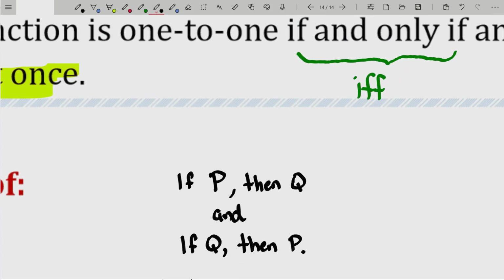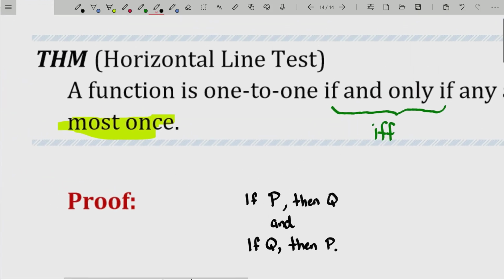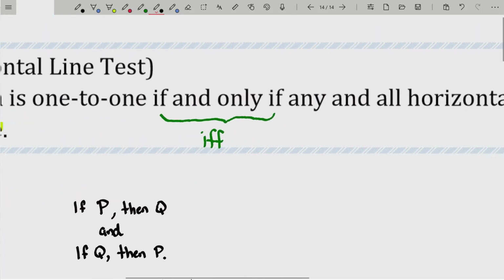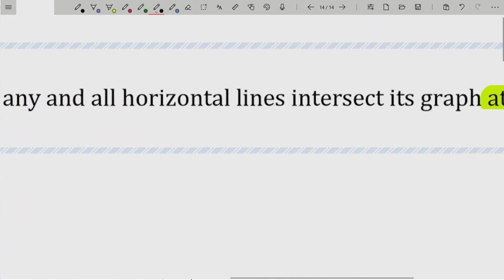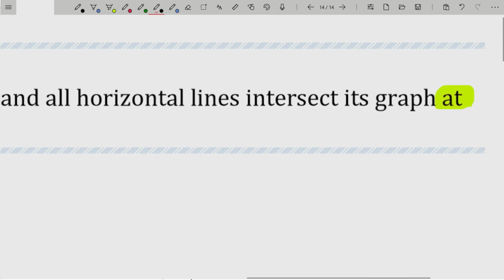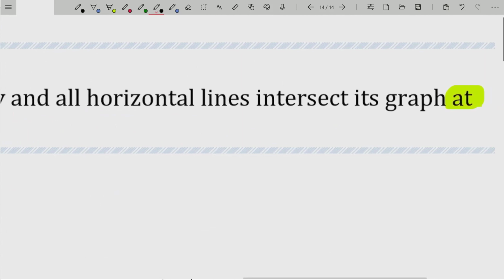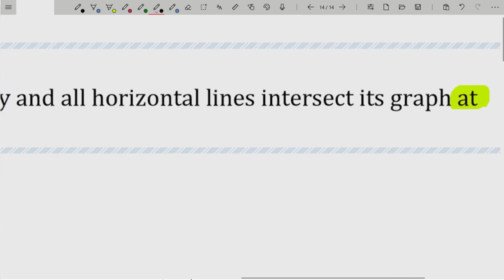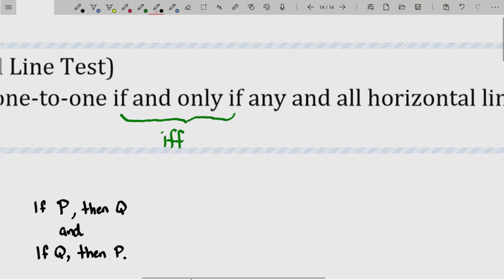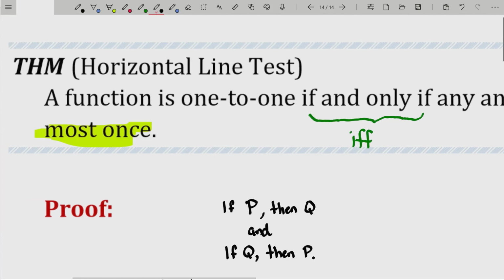And when you prove an if and only if, you have to prove it both directions. You have to prove, well, if the first thing is true, that a function is 1 to 1, let's prove that all horizontal lines intersect its graph at most once. And then once you're done proving that, you have to go backwards. You have to say, well, now let's assume that all horizontal lines intersect the graph at most once, and we'll prove that means the function has to be 1 to 1. That's how an if and only if proof works.